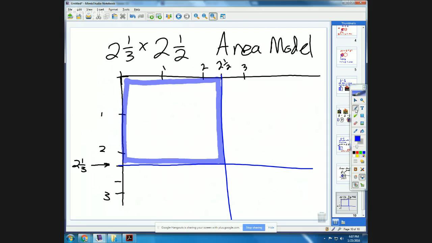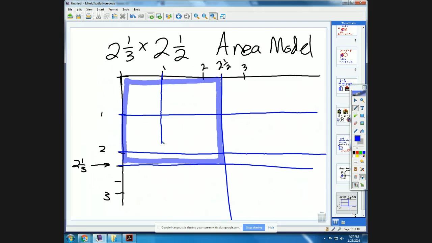So now I gotta go back in and griditize this. So I'm going to take my 1 unit here and draw it all the way across. I'm going to take my 2 and draw it all the way across. I'm going to take my 1 here and draw it all the way down. My 2 here and draw it all the way down. And then hope I can start naming parts.